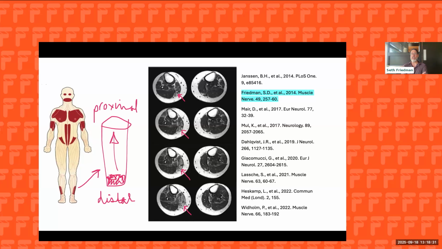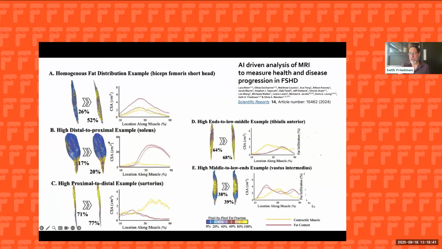And while it is certainly true that some muscles proceed in this type of pattern, what we've been trying to characterize is sort of all the patterns that are present. And this is Laura Ream's paper that was published in Scientific Reports. I'm still so excited to be seeing these kinds of changes, because I think we always looked at the images and tried to infer visually what was going on, and it was quite difficult. So here are some examples.